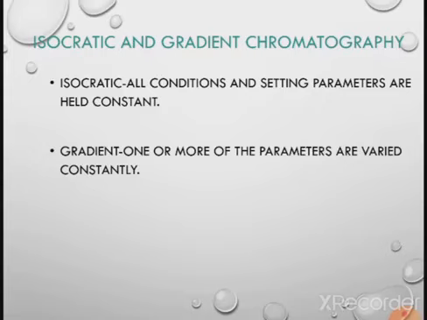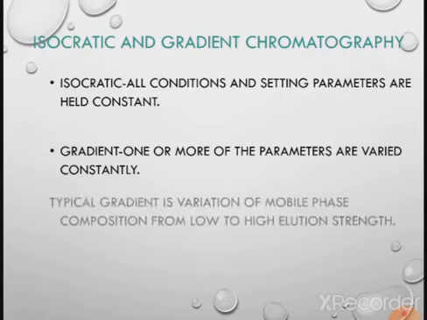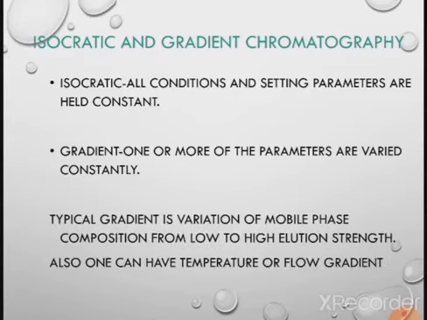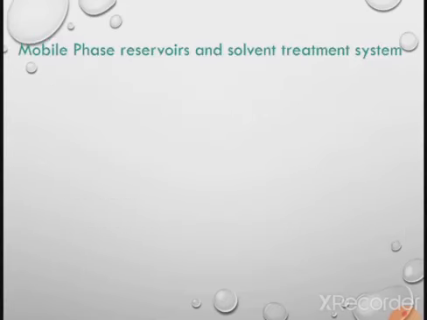Also, one can have a temperature or flow gradient. That means we can vary the temperature, increasing or decreasing it, or increase or decrease the flow rate. So this is also called a temperature or flow gradient. So this is about isocratic and gradient chromatography.